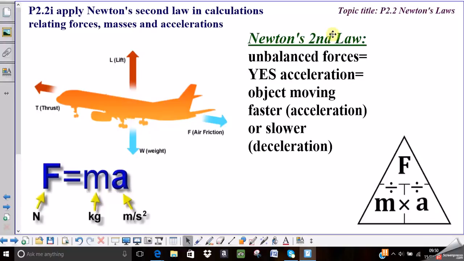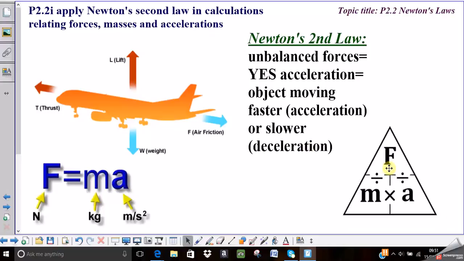Newton's second law, in the basic form in which we're writing it, is F equals ma. It's the law of unbalanced forces. That means it's the law of acceleration. There is an acceleration, so the object can be moving faster, acceleration, or slower, deceleration.